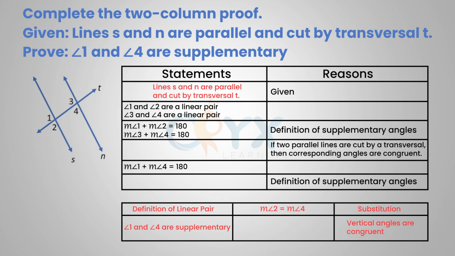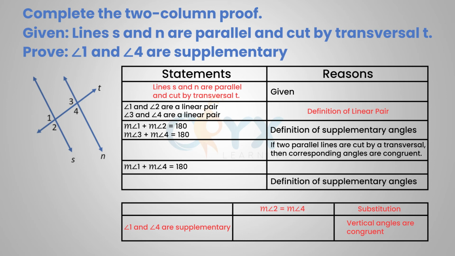This is because of the definition of a linear pair. The measure of angle 1 plus the measure of angle 2 equals 180 degrees, and the measure of angle 3 plus the measure of angle 4 also equals 180 degrees because of the definition of supplementary angles.